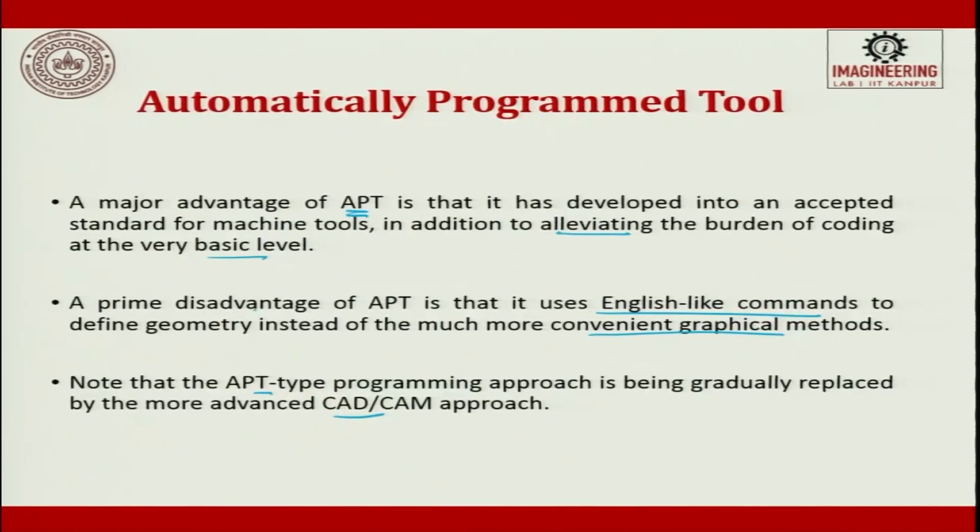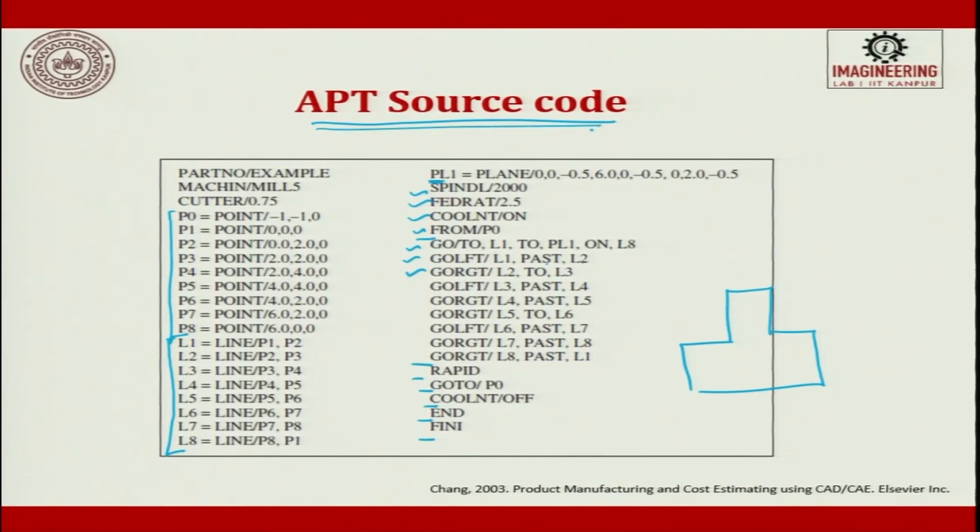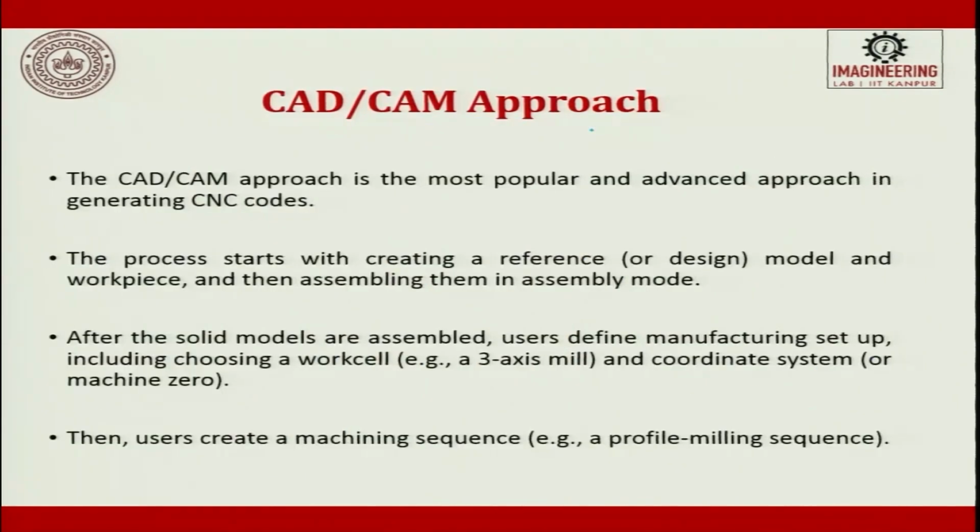So, a primary disadvantage of APT is that it uses English-like commands. An APT post processor program is used to read these statements, interpret the meaning, and perform all the necessary calculations to generate a series of cutter location points. That is the CL data file which will be generated. So this is the APT source code which is generated. This will be compiled and you can use it.